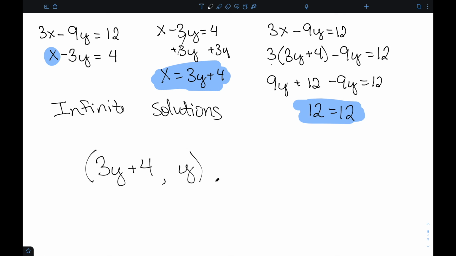So if you pick any number for y, we can find a valid point that would be a solution to this particular system. If you tell me that y is equal to 0, I can plug it in and get 4, 0. If you tell me that y is equal to 1, I can plug it in and get 7, 1. But this ordered pair shows us what the solutions will look like.